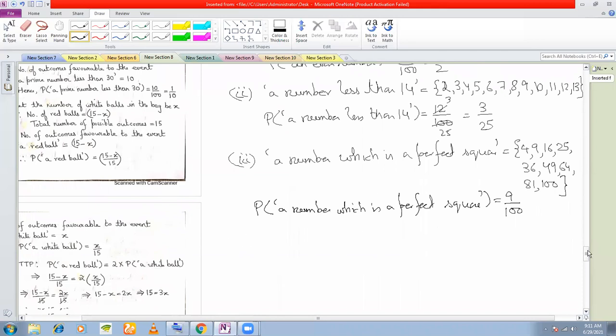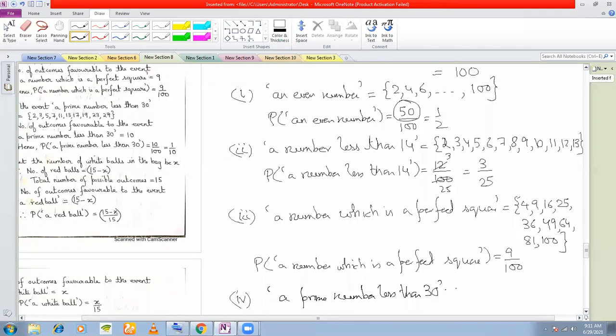Fifth one here is a prime number less than 30. So what are the prime numbers that are less than 30? 2, 3, 5, 7. Then you have 11. 13 is also prime. 17 is a prime. 19 is a prime. 23 is a prime. And 29 is a prime. So you have to find only prime numbers that are less than 30.